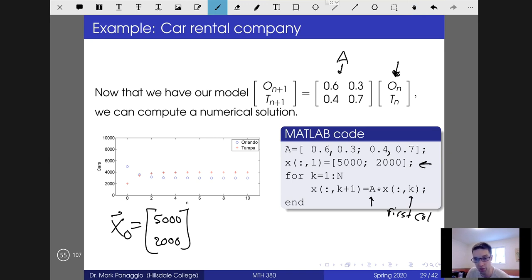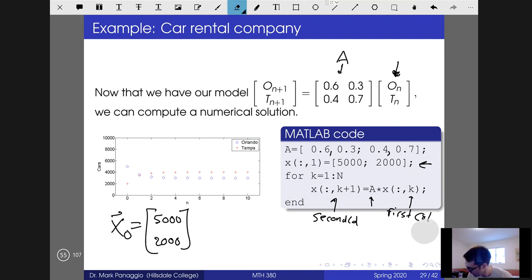The first column of x, and actually x only has one column at this point. What it's going to do is create the second column. So it's going to store the new values for Orlando and Tampa in the second column. Okay, so that finishes the first loop. You hit the end command, and then you go back up to the top.